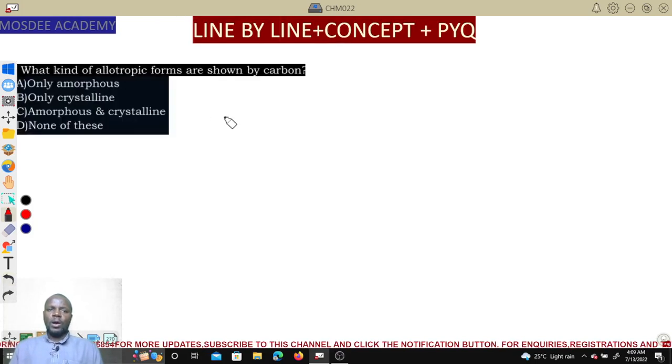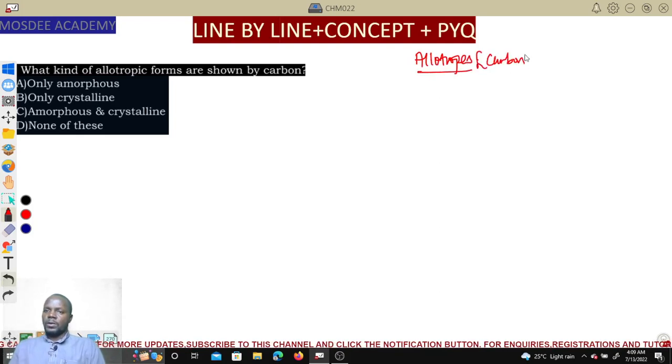And here we have, what kind of allotrope forms are shown in carbon? So now that is talking about allotropes. Now let's quickly talk about the allotropes of carbon, from junior classes. There are some things we need to know about carbon. I hope you guys are there.